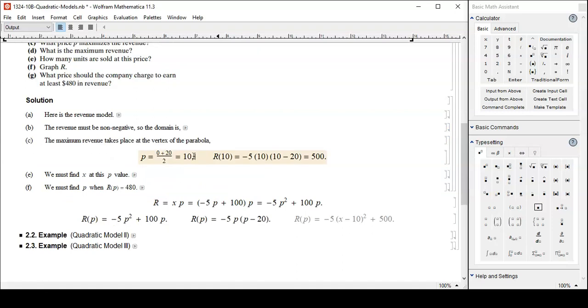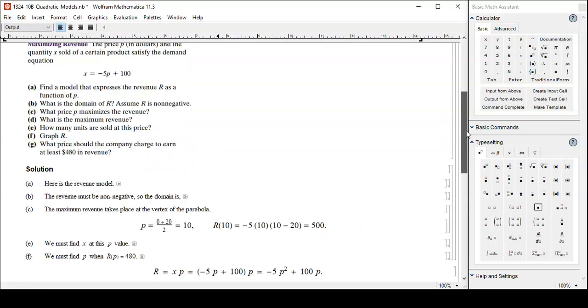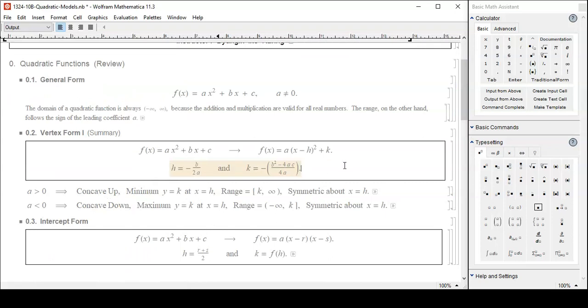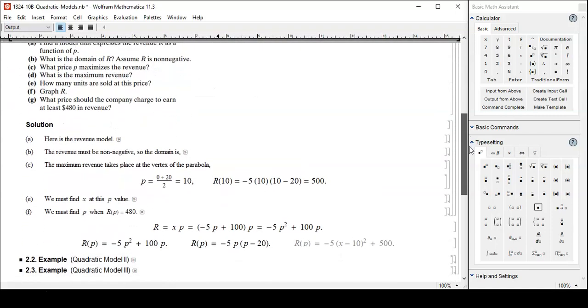Average price of 0 and 20, so $10. Plug in p equals 10 and run your calculator. That's 500. And by the way, that's how you got 500 here as well. Of course, if you want to use this formula here, h and k, go ahead. You can do it. B is 100, A is negative 5, C is 0. It'll work out, but it's a little bit difficult method.